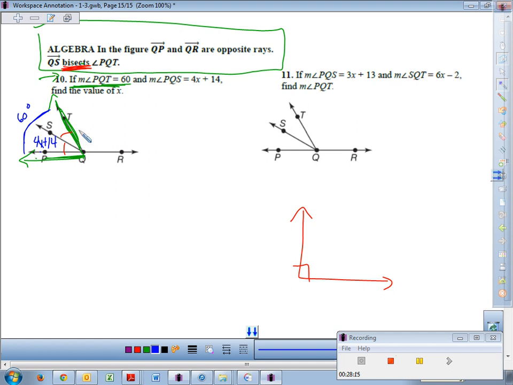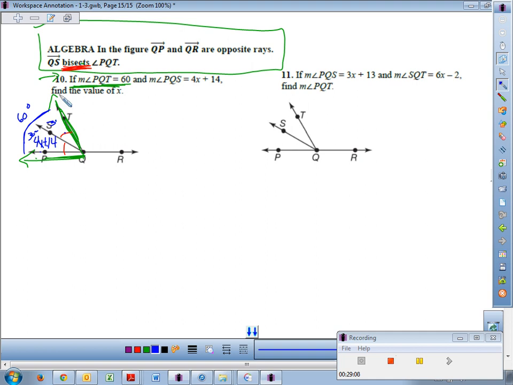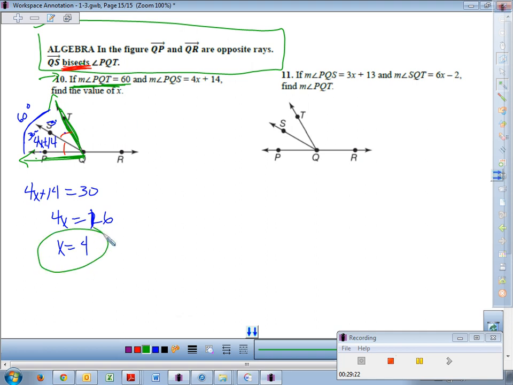We can solve this together. I need some ideas, though. How could I solve for x? Yes, ma'am. So, since this angle got bisected and the whole thing is 60 degrees, we're going to say this is 30 and this is 30. I'm going to set 4x plus 14 equal to 30 because this guy got bisected. That's 60 degrees, so this is 30 and this is 30. So subtract over, and that gives me 16, my bad, 16, and then x equals 4, correct? So now let's answer the question. What's the question? Find the value of x. Done.